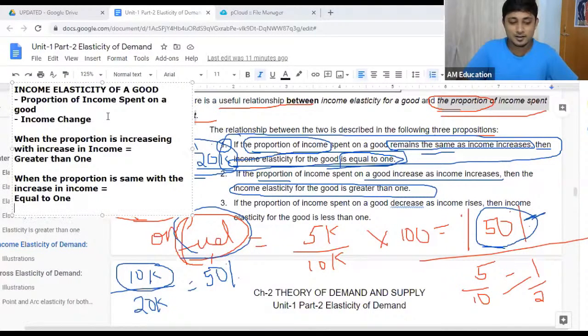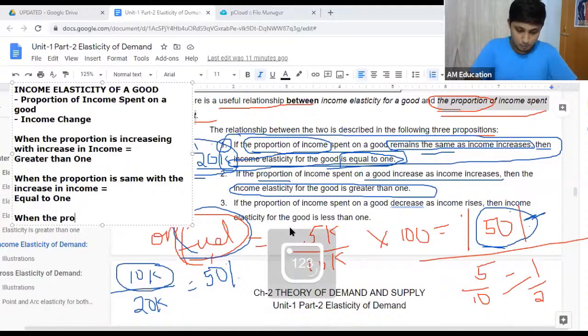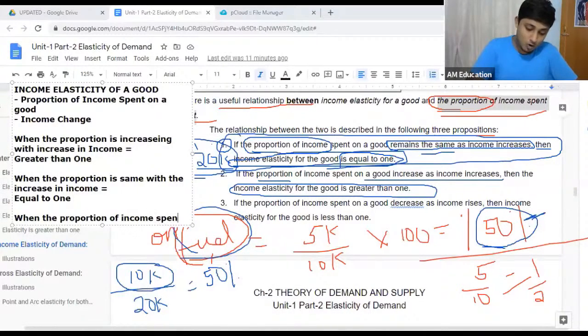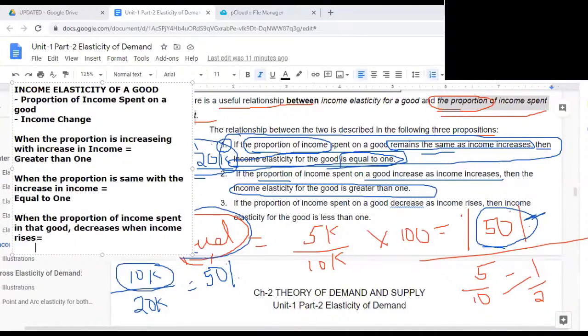And what could be the other thing? If the proportion of income spent on a good decreases as income rises, then what do we say? Less than 1. Yes, the income elasticity for that product is less than 1.